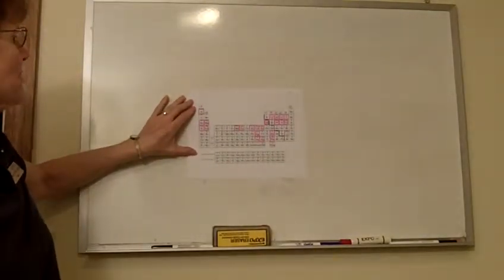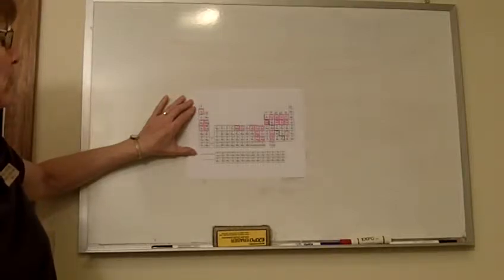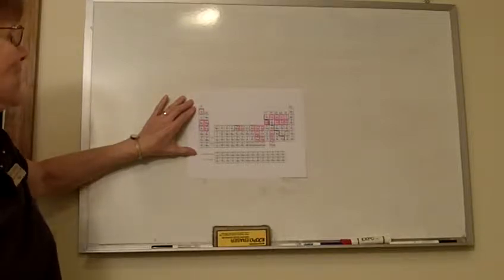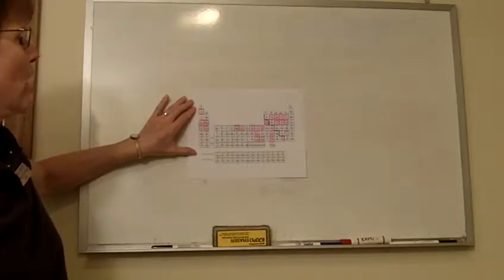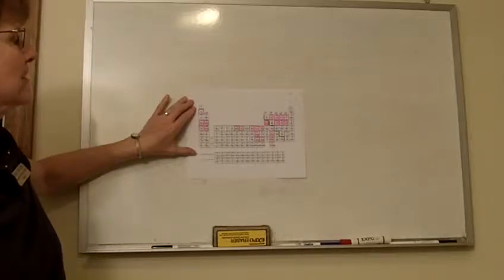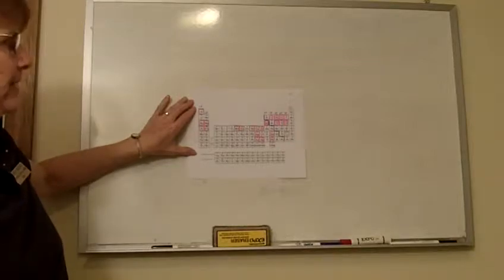So the first one is H for hydrogen, Na for sodium, Mg for magnesium, K for potassium, that's from the Latin name, Ca for calcium, Mn for manganese, Fe for iron, Ni for nickel, Cu for copper, Ag for silver, Au for gold, Hg for mercury, Zn for zinc, Al for aluminum, Sn for tin, Pb for lead, I for iodine, C for carbon, N for nitrogen, O for oxygen, F for fluorine, P for phosphorus, S for sulfur, and Cl for chlorine.